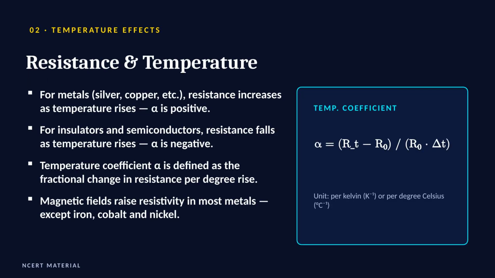Let's look at how temperature affects resistance. For metals, like silver and copper, resistance increases as temperature rises, so the temperature coefficient, alpha, is positive. But for insulators and semiconductors, it's the opposite. Resistance actually decreases as temperature rises, giving them a negative alpha. This temperature coefficient is defined as the fractional change in resistance per degree rise in temperature, and its unit is per Kelvin, or per degree Celsius. One more interesting point: magnetic fields increase the resistivity of most metals, except for iron, cobalt, and nickel.